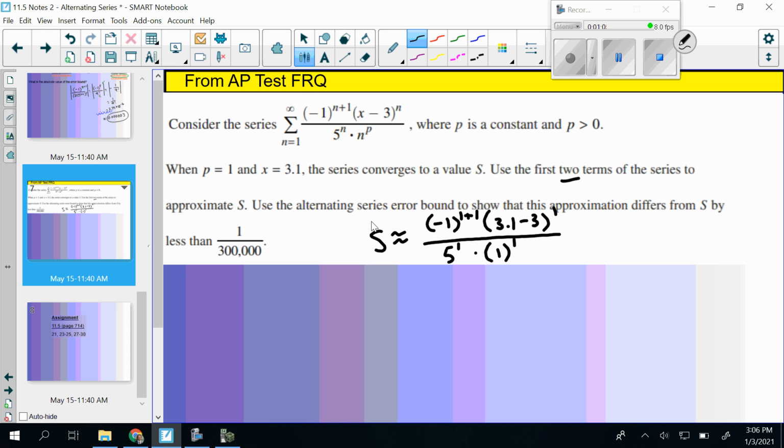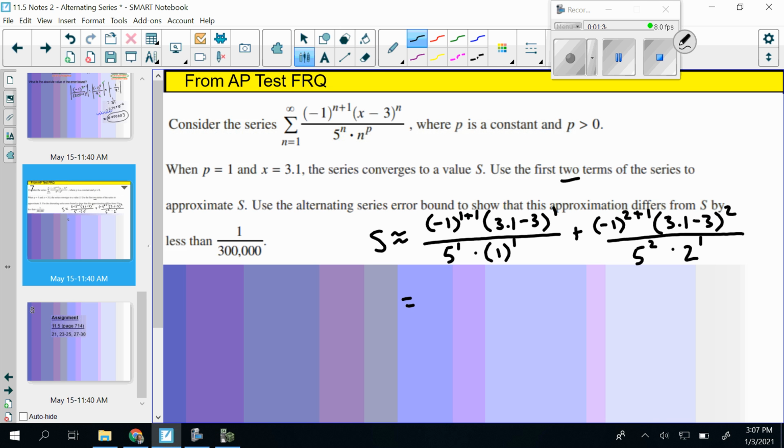So it'd be plus, and then we'd want to find what it would be if we did the same thing with n equals 2. So now we'd have negative 1 to the 2 plus 1. X, we're still using 3.1 here. N is 2. On bottom here we have 5 squared times 2, and then p they said was 1. So let's try to simplify this and see what this approximation is going to come out to be.